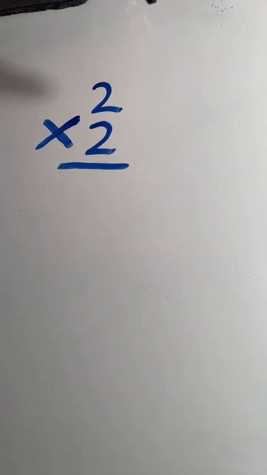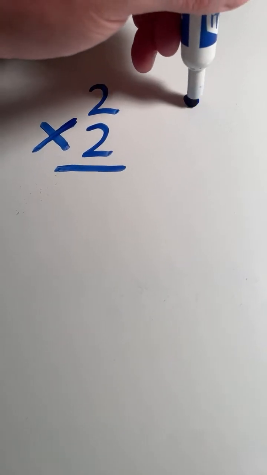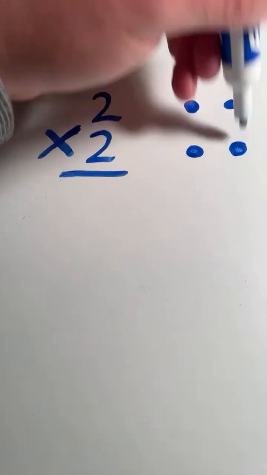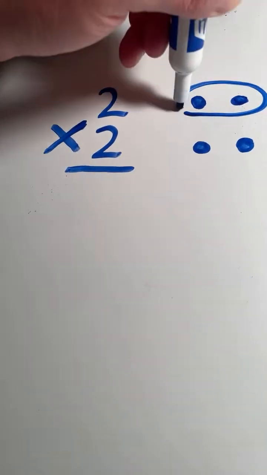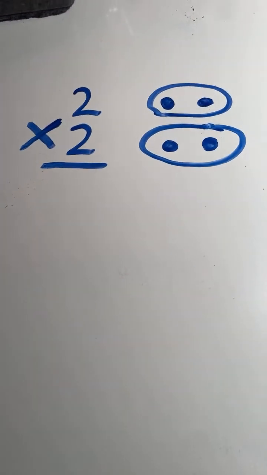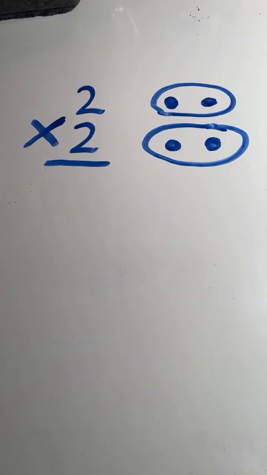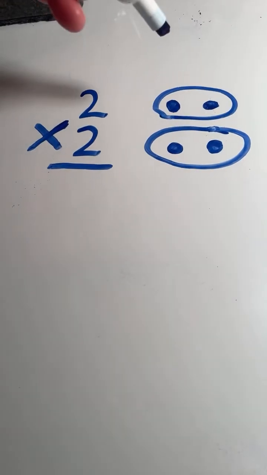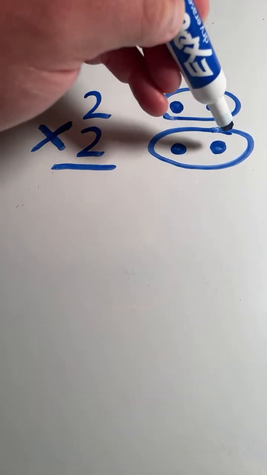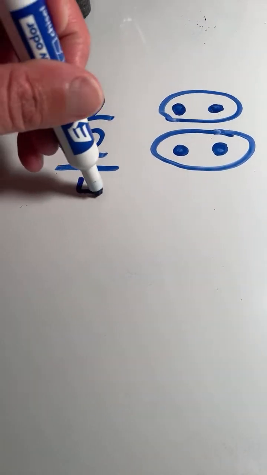But 2 times 2, so I'm going to make 2 rows of 2 dots. 1, 2, 3, 4. And you could put circles around each of the rows to make them stand out a little more. It's not required. But I have 2 rows of 2. And I have to count the total amount of dots. 1, 2, 3, 4. So 2 times 2 equals 4.